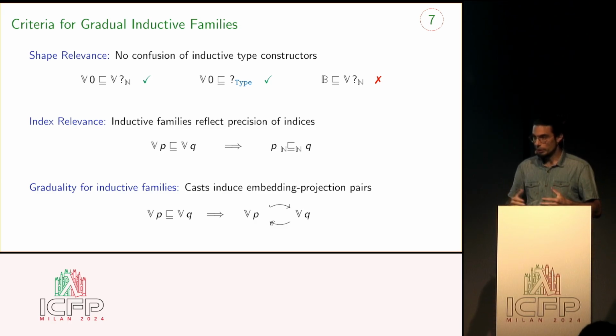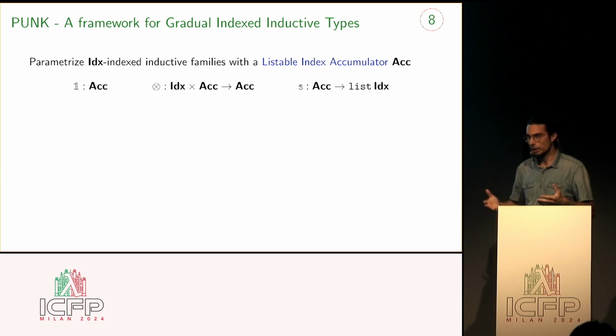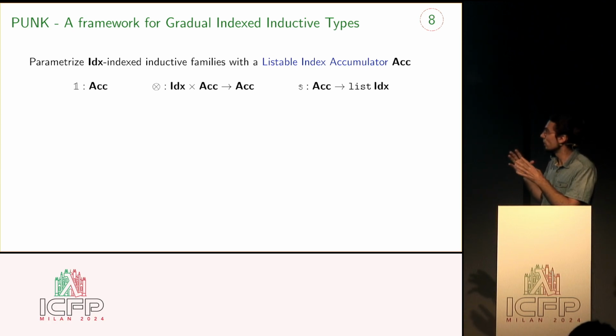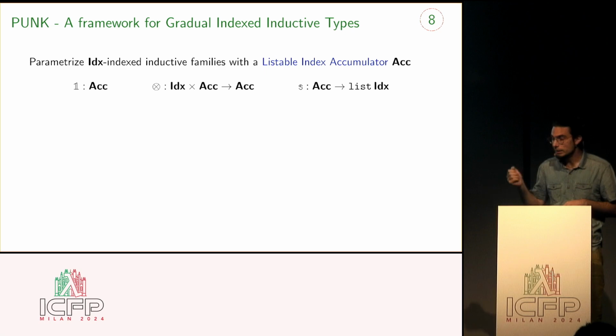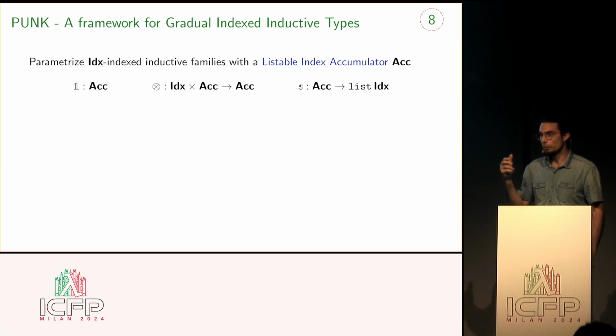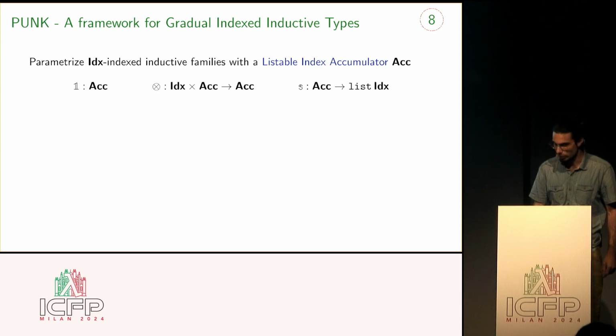So now that we have all the criteria, what can we do? Well, our paper devised a general framework called PUNC to define index-inductive families parameterized by some piece of data that we call a listable index accumulator. A listable index accumulator is made of 3 components: a type, and then an empty element, an accumulating action returning a tensor, and a way to take any accumulator and return a list of indices representing this accumulator.